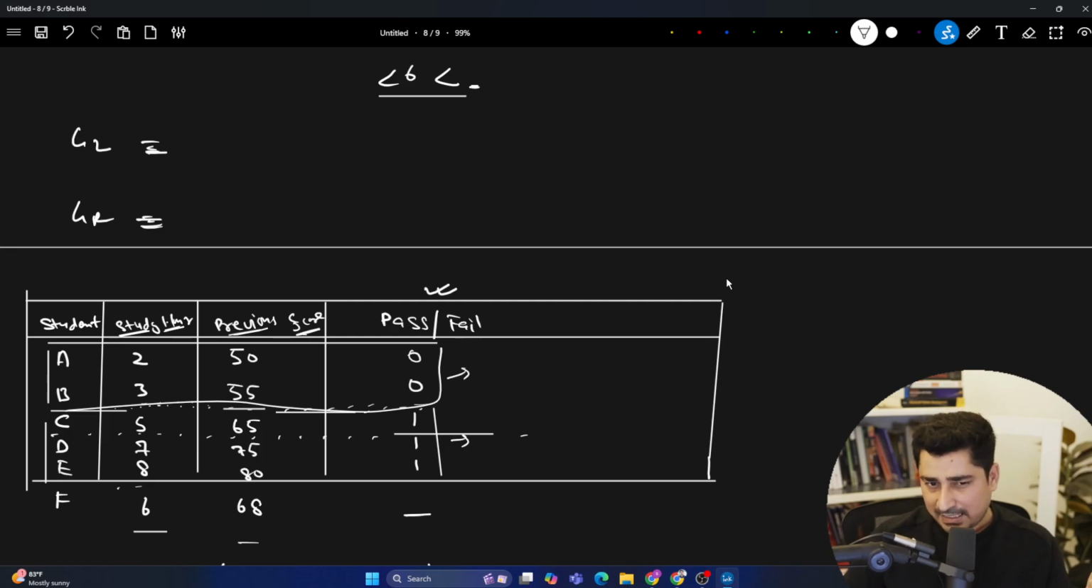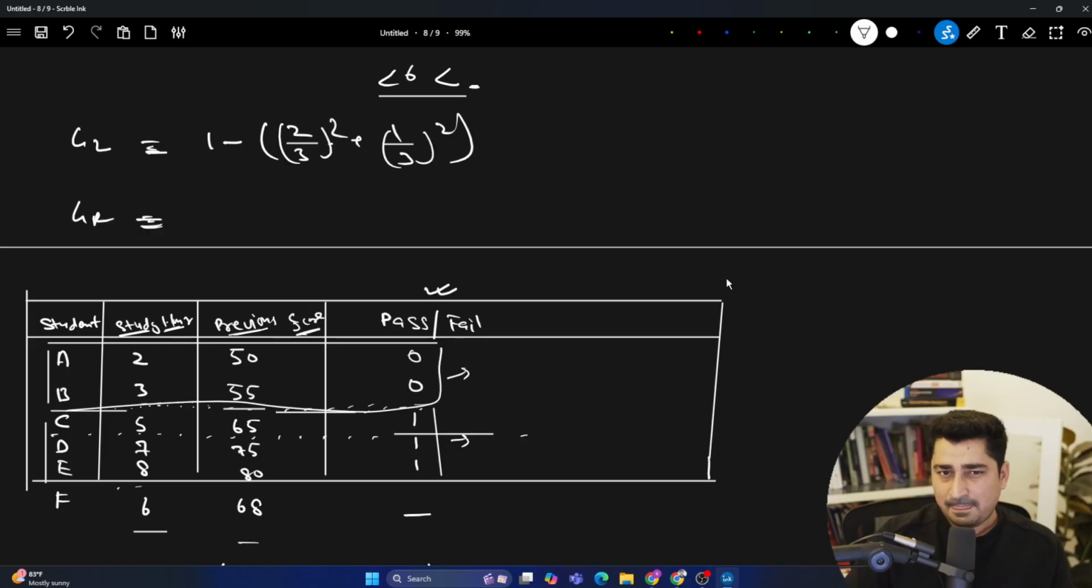So I have basically these things. I have two classes, 0 and 1, and on the other side I have 1 and 1. On the left-hand side, if I have to calculate Gini, we have 1 minus (2/3)² plus (1/3)². Now do the math, and then for the other side, 1 minus the right-hand side.